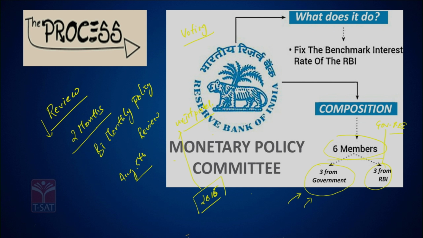Now you might be asking me, since there is an even number, what happens if there is a tie among these people? In such a case, the casting vote, or the last word, would be with the RBI governor himself. Whatever he says would be the final decision that prevails. That is how, since somewhere around September 2016, when Mr. Urjit Patel became the governor of the RBI, we started reviewing this policy with a 6-member committee rather than one person taking the decisions.